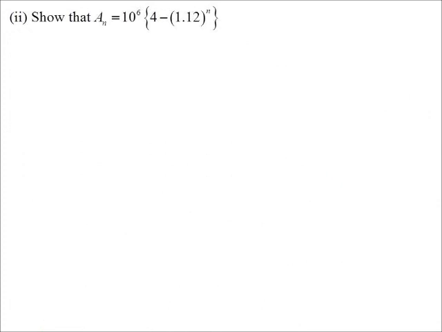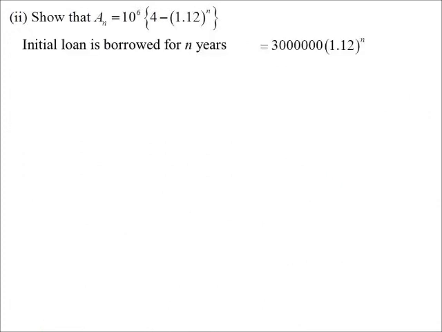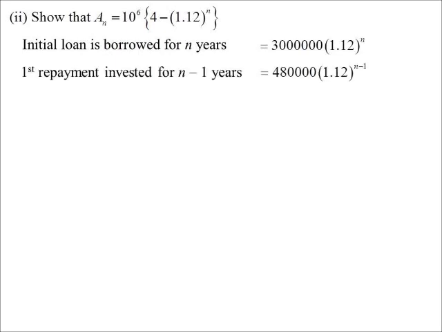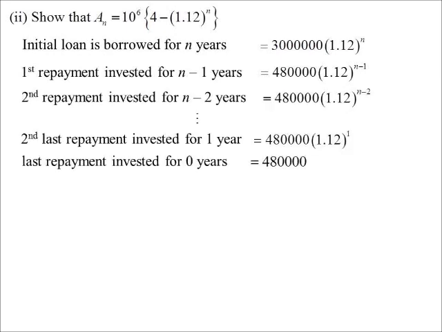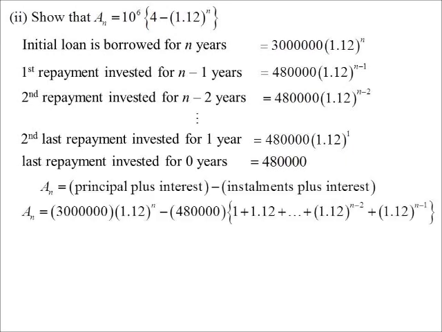Right, we want a general formula now for the amount owing. So initial loan borrowed for N years. First repayment will then be N minus 1, whatever N is, then N minus 2, and so on and so on. We get to that last repayment. Principal plus interest minus instalments plus interest.